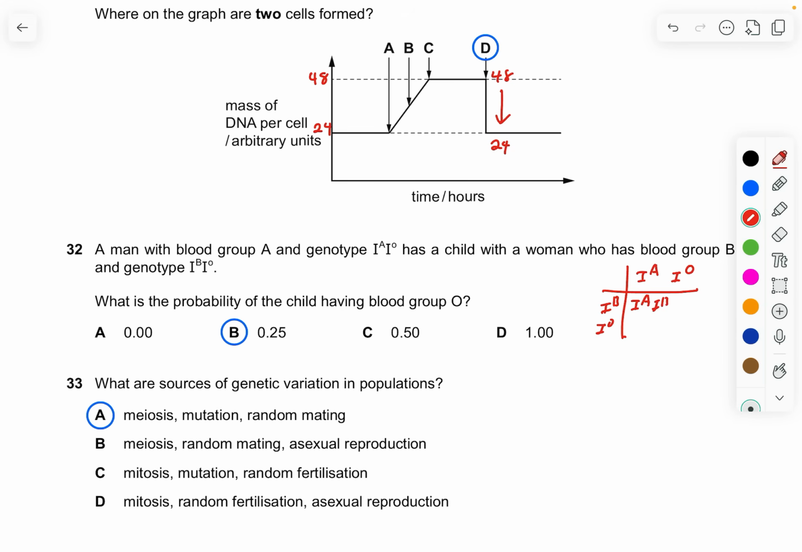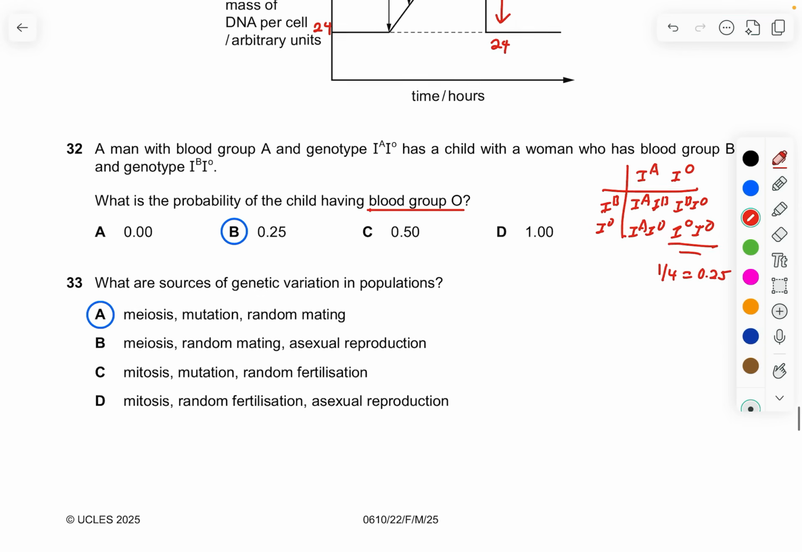IA, IB, IB, IO, IA, IO, and IO, IO. So what's the chance of having blood group O, which is completely what we call recessive? It's only 1 out of 4, therefore it's 0.25. So the answer is B.